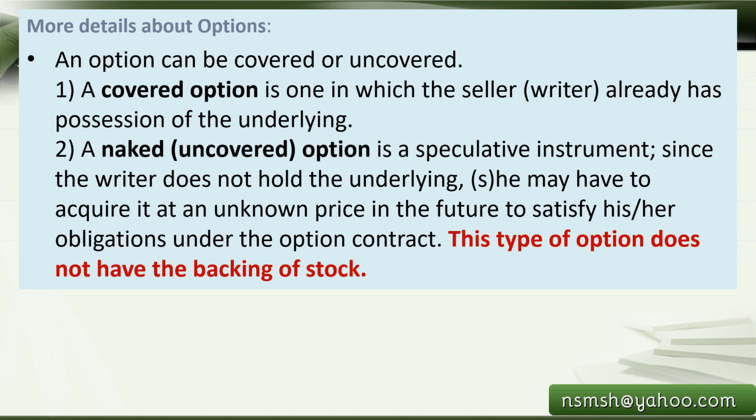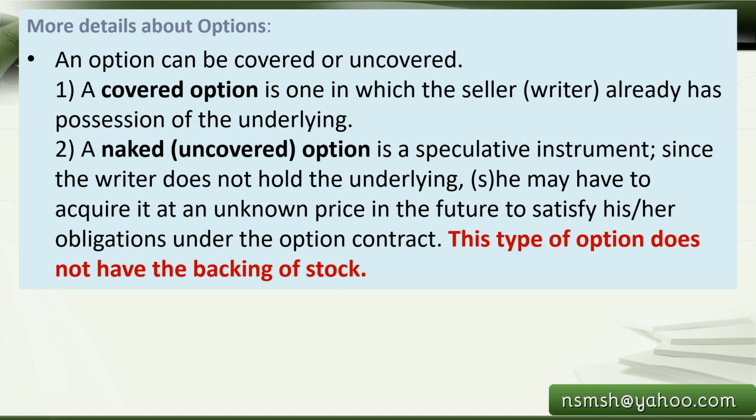So some more details about the options. Options can be covered or uncovered. That is covered option or uncovered option. Uncovered options are usually called naked options. A covered option is one in which the seller, that means the writer, already has possession of the underlying. Suppose the owner is selling that option and he has the underlying asset already in his custody. It is called a covered option. If he does not have it, he may have to buy it or pay the penalty for that. So that is the naked option.